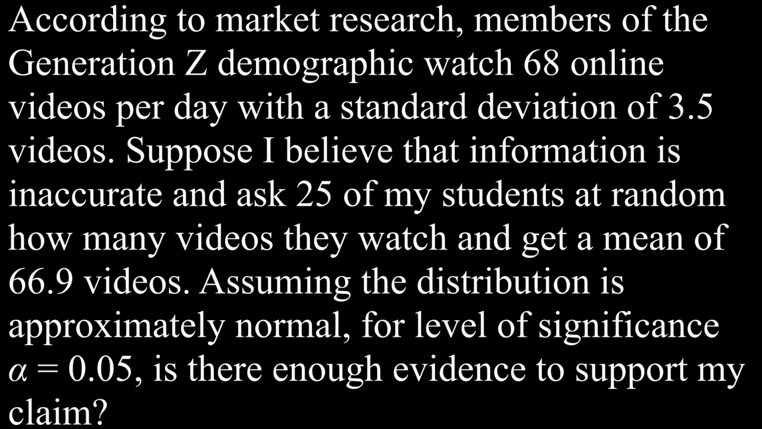So for our second example, we have that according to market research, members of the Gen Z demographic, that is, you guys, well, most of you anyway, watch 68 online videos per day with a standard deviation of 3.5 videos. Suppose I believe that information is inaccurate and ask 25 of my students at random how many videos they watch and get a mean of 66.9 videos. Assuming the distribution is approximately normal for a level of significance alpha equals 0.05, is there enough evidence to support my claim?